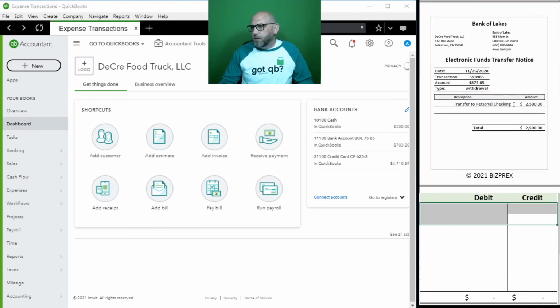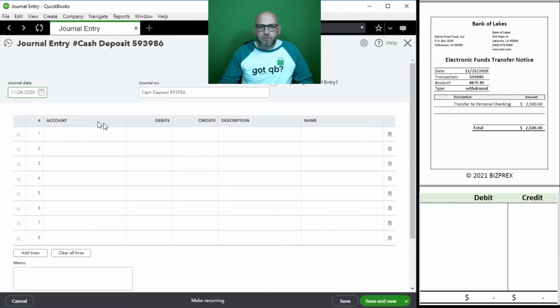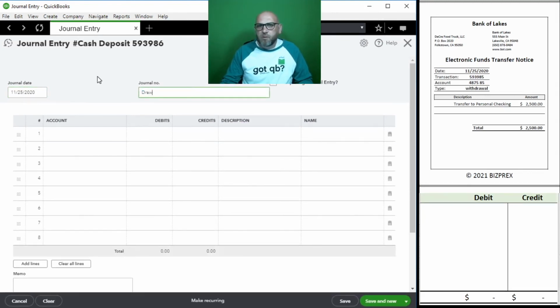Okay, then we have transfer to personal. So we have another draw. In this case, it's not using ATM. We actually moved some money to our personal account. So again, we can use journal entries. We could potentially use the expense module. Either way works, but let's do it the simple way.